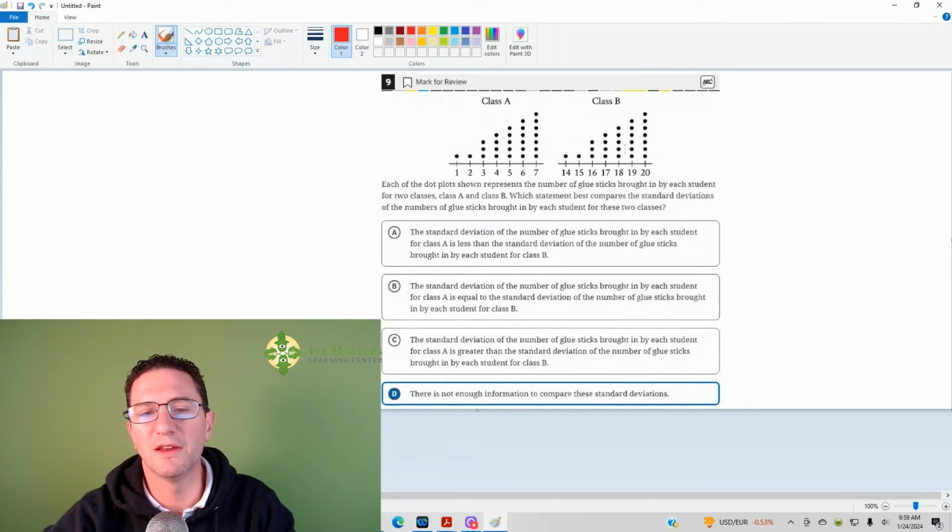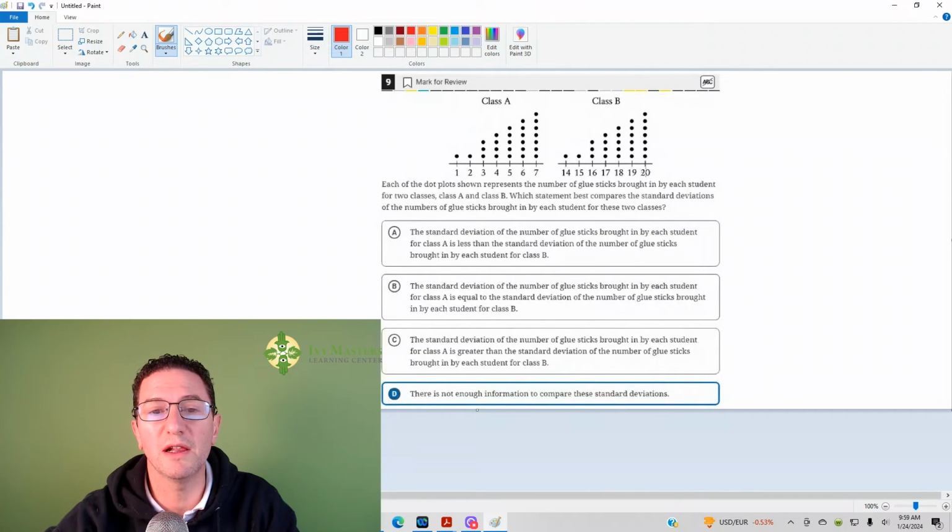Now, looking at this, you don't have to do anything at all. Class A is going to have a certain average, somewhere between 1 and 7. It's going to be closer to 7 because there's more values by 7. Class B is going to have an average somewhere between 14 and 20. It's going to be closer to 20 because there's more values near 20. You don't need to know the exact average, but we do need to know how far the values are from the average.